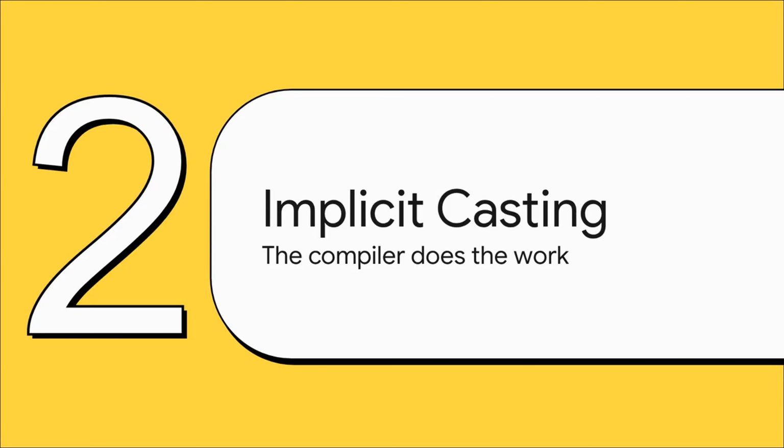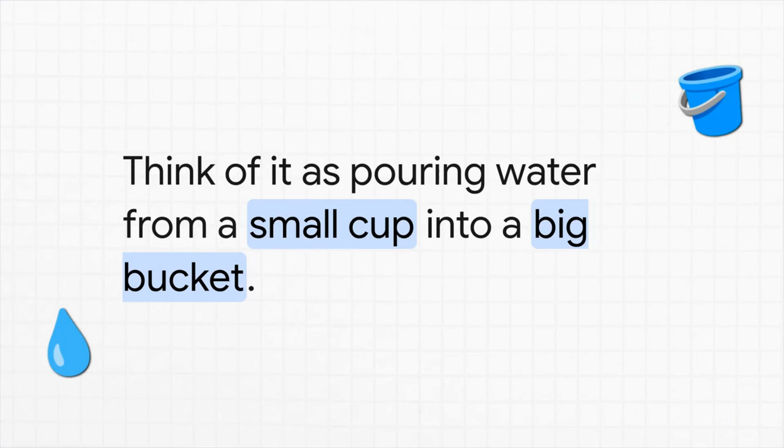It's called implicit casting. This is kind of the hands-off approach where the compiler is just smart enough to figure it out and do all the work for you. And I love this analogy for it. Just picture this. You're pouring water from a small cup into a giant bucket. Are you going to lose any water? No way! It all fits perfectly, with plenty of room to spare. That is the whole idea behind implicit casting.